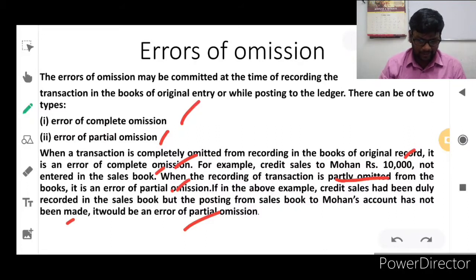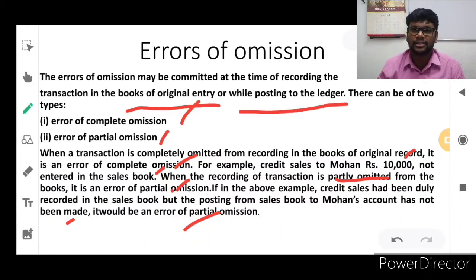The errors of omission may be committed at the time of recording the transaction in the book of original entry. When will it be committed? At the time of original entry, while posting into the ledger. So the first one is while we do journalizing. The next one is while we do posting. In these two situations, these errors of omission may occur.